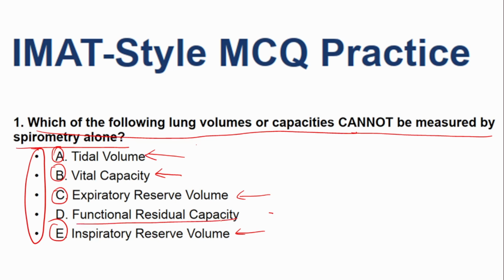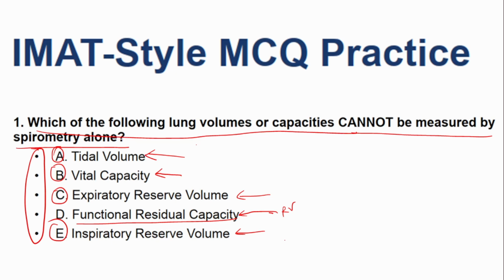FRC is defined as the volume of air remaining in the lungs after a normal passive exhalation. Why can't spirometry measure this? Because FRC includes the residual volume, the trapped air that physically cannot be forced out of the lungs no matter how hard you try. Since a spirometer only records moving air, it cannot measure static trapped air. Therefore, FRC cannot be determined by spirometry alone.